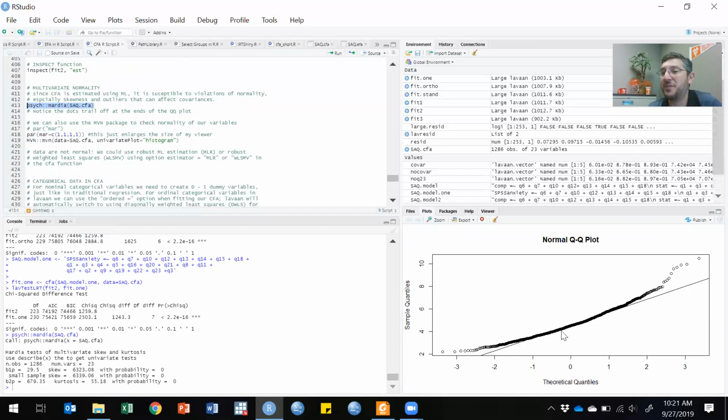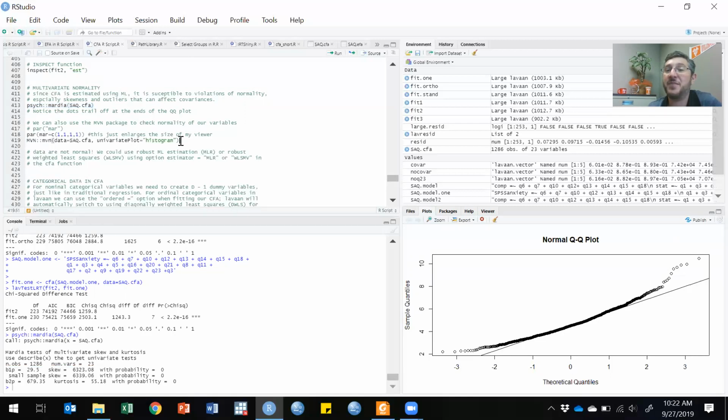If our data were multivariate normal, these dots would follow along this 45-degree angle. We notice at the tails of the distribution it's not, indicating that the data aren't multivariate normal. Same thing with the multivariate skewness and kurtosis test. They're both statistically significant, indicating that they're not normal.